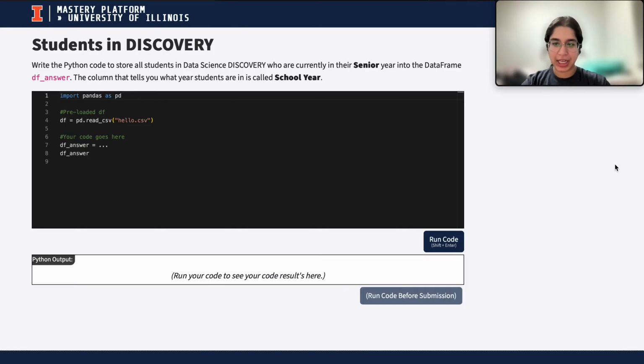We are going to be learning about filtering data frames in pandas. So let's go ahead and get started.